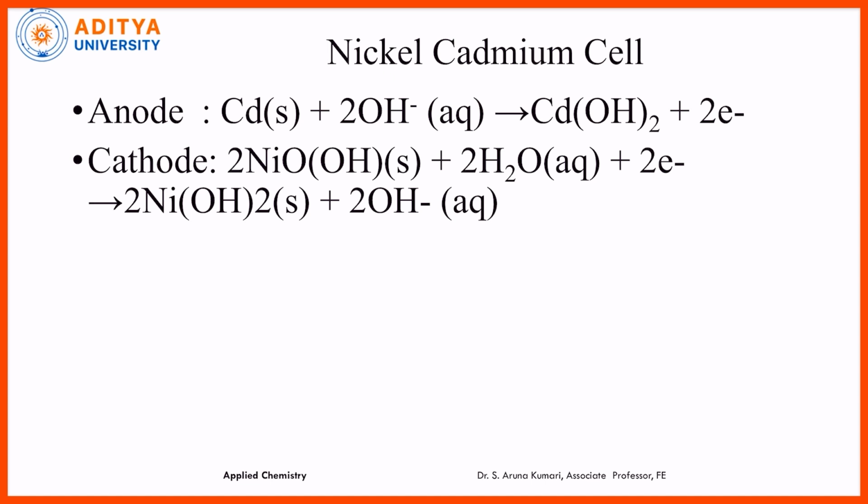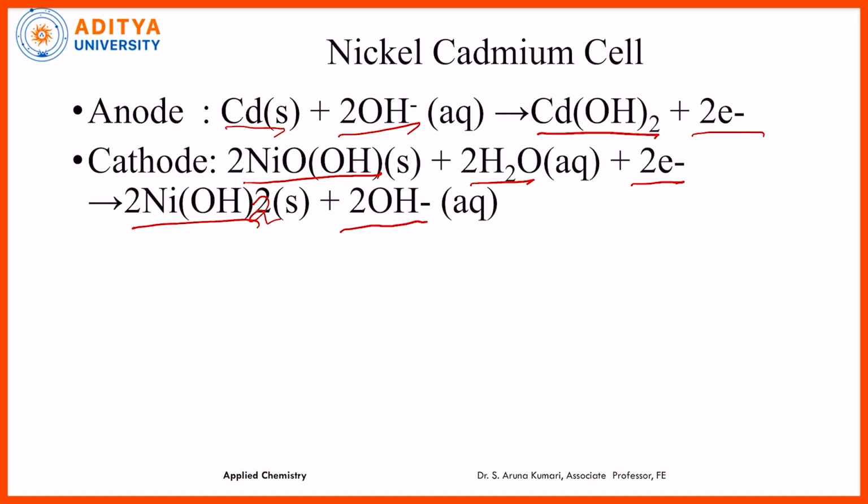Coming to the oxidation and reduction reactions that take place in the nickel cadmium cell: cadmium, which is taken as the anode, combines with the hydroxide ions from the electrolyte solution, changing into cadmium hydroxide and giving away two electrons. This is the oxidation half reaction at the anode. These electrons move from anode to cathode, where nickel oxyhydroxide combines with the water available in the electrolyte solution and the electrons, changing into nickel hydroxide and giving away hydroxide ions.